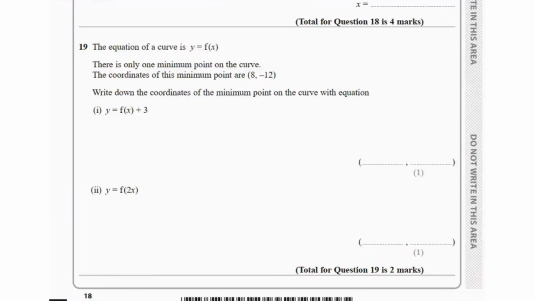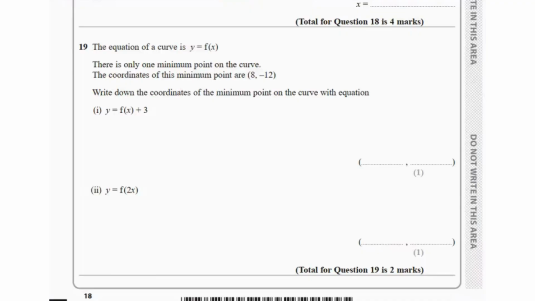So let's start with this one. It says the equation of a curve is y equals f of x. There is only one minimum point on the curve, and the coordinates of this minimum point are 8, negative 12. Write down the coordinates of the minimum point on the curve with the equation y equals f of x plus 3.